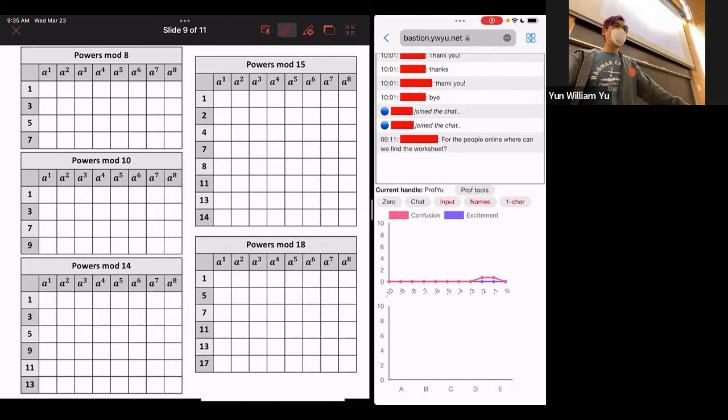Also, as you have multiple tables filled in, you should start trying to see if there's some connection between the characteristics of the table, of the mod, of the number of relative primes, etc., and the point at which it starts repeating. See if there's some connection between the two.